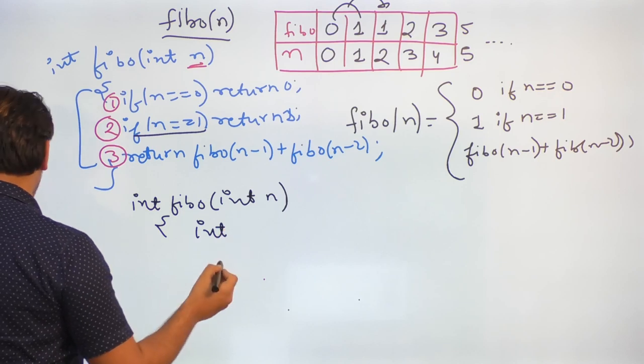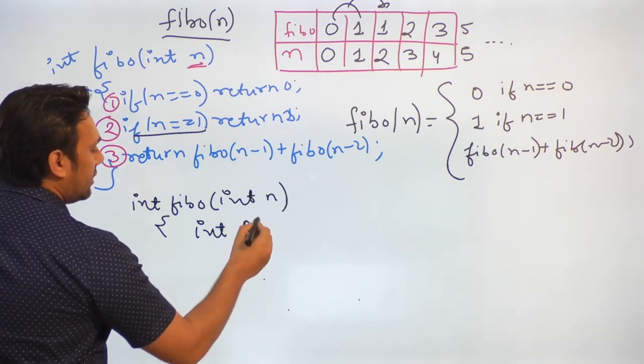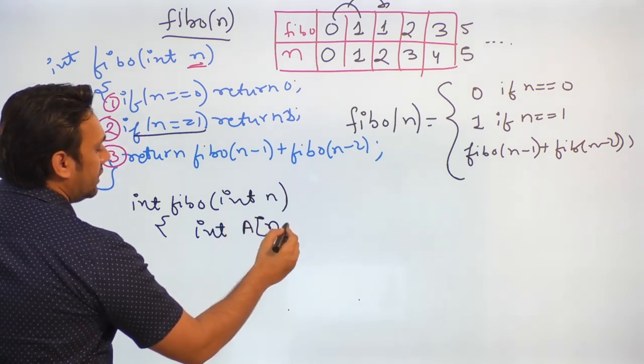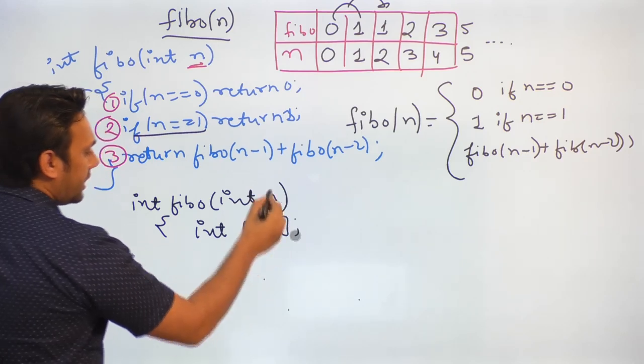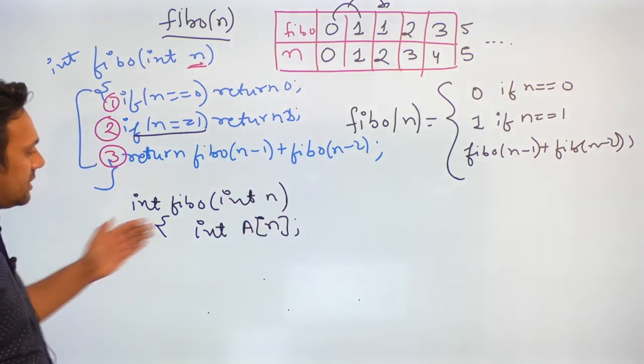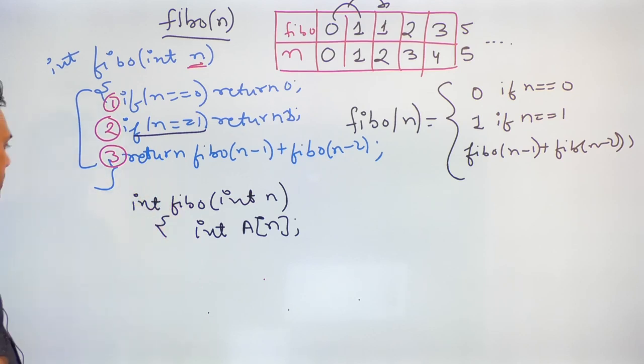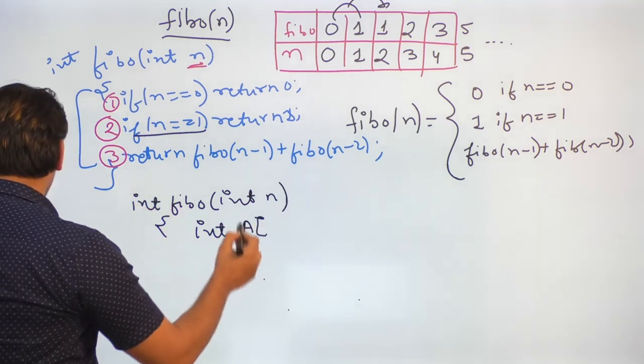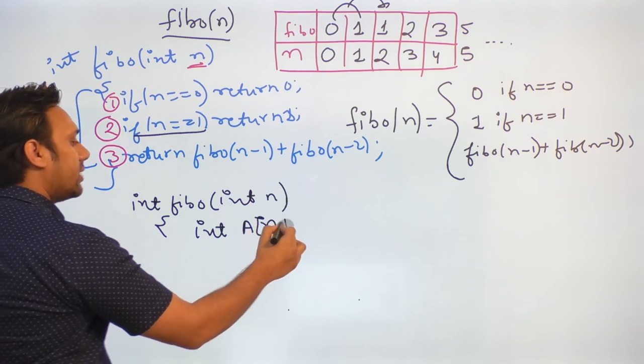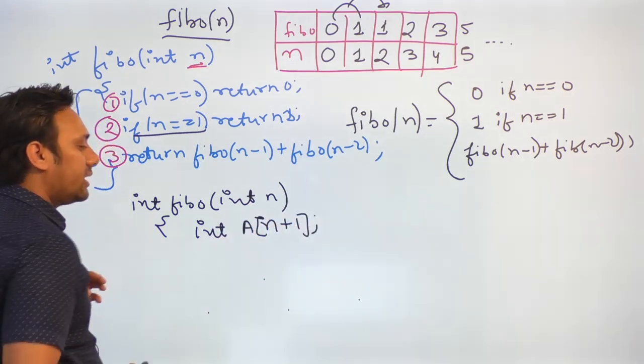Array ka naam jo hai, wo A hai hamare paas. Integer A, but the size of this array will be n. Jo bhi n humne yahan par pass kiya, hum is array ka size n le lenge. Okay? And in simple words, what you can do is, instead of taking n, you can also take n plus 1. आप दोनों से कुछ भी कर सकते हैं. You can also take n plus 1 and you can also take n.